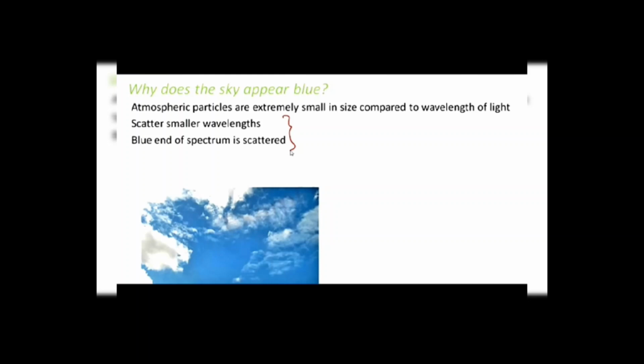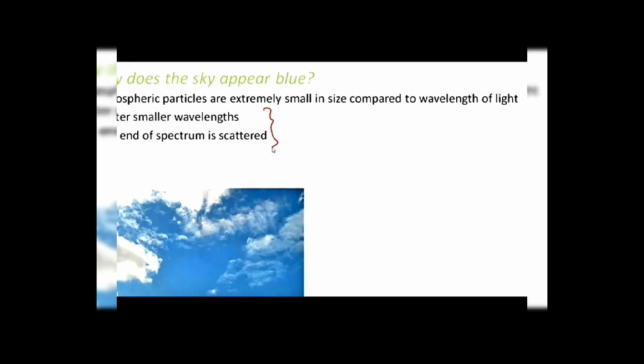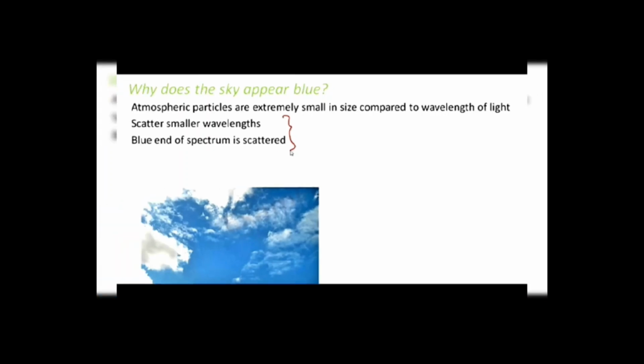Suppose there is no atmosphere present, in that case, what would happen? What would be the color of the sky if there is no atmosphere present? That means there are no atmospheric particles present, so there would be no particles to scatter light. As a result, in that case, the sky would look black. There will be no color of the sky at all.